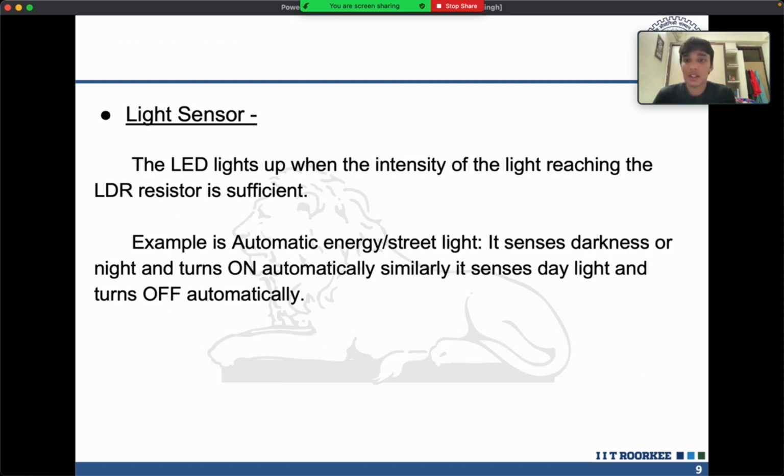Now another example is a light sensor. So the LED lights up when the intensity of light reaching the LDR is sufficient. For example, in automatic street lights, where the street lights on the street are automatic. They sense darkness. When they sense darkness in the evening, they turn on automatically, and when they sense sunlight in the morning, they turn off automatically. So this is also an application of LDR.